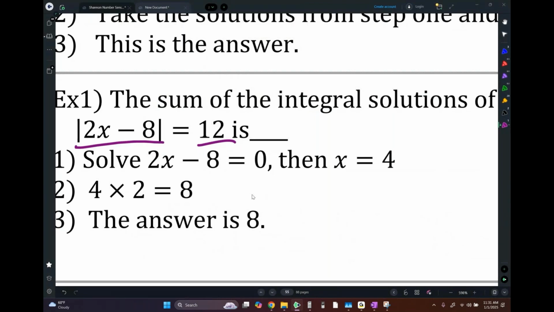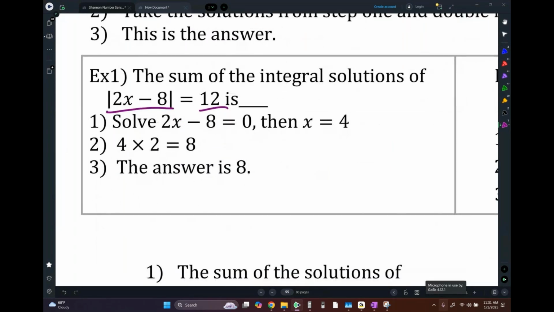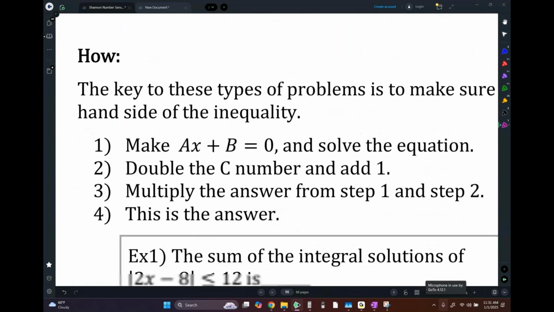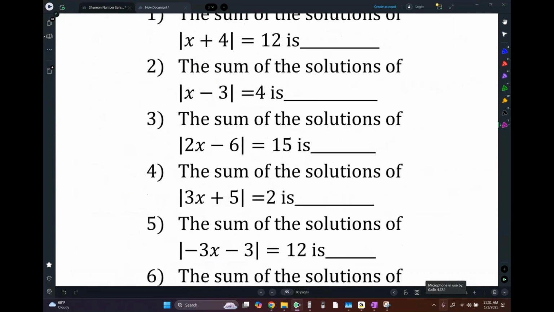The way we're going to solve these, and I'm not going to go into why. This class is not about why. This class is about how. If I spent this time talking why, then we would run out of time. Here's what you're going to do. When they want the sum of the answers, now notice this is an equal sign, not an inequality. You're going to look at the next problem. These are inequalities. See the difference? When they're equal to, this is what you're going to do.